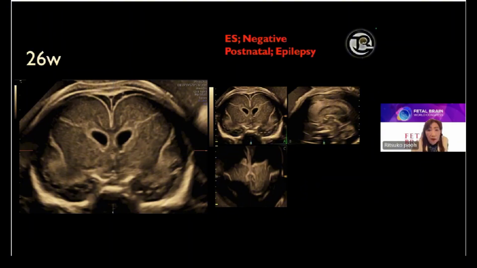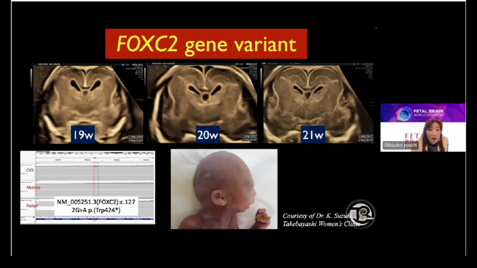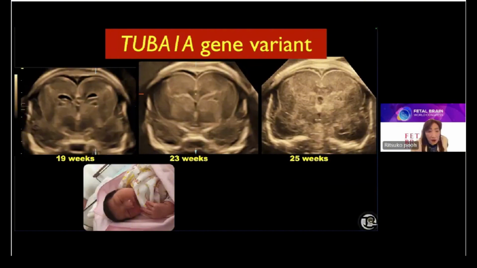Now, of course, genes like ASPM, one of the responsible genes for MCPH, and FOXC2 gene variant, are sometimes associated with microcephaly, and as Yuval already told, the TUBA1A gene variant, tubulinopathy.